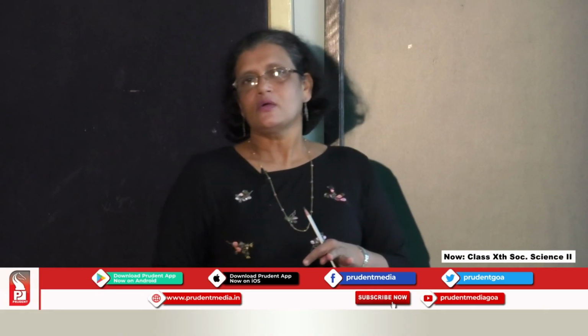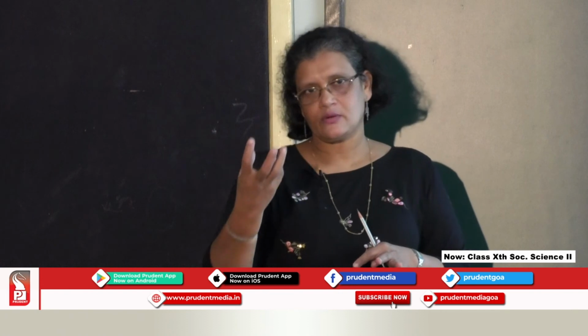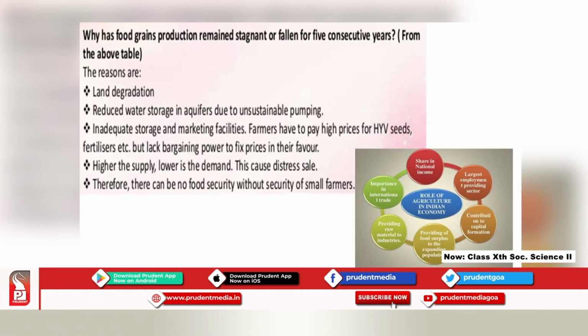Reduced water shortage in the aquifers due to unsustainable pumping. Now, the water goes into aquifers, the natural aquifers of the land. Now, when you have got your tube wells, you will see that the farmers pump extra water out because they are growing water intensive crops. Therefore, the water table has gone down and the poor farmer or the common farmer does not have water for irrigation. So, therefore, there is reduction of water storage in these aquifers.